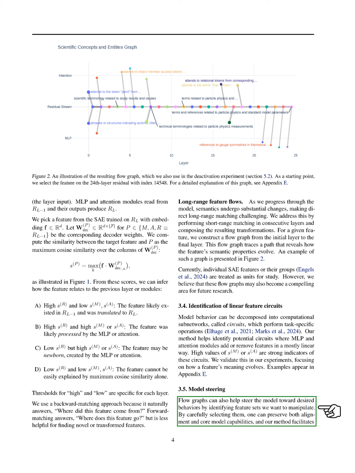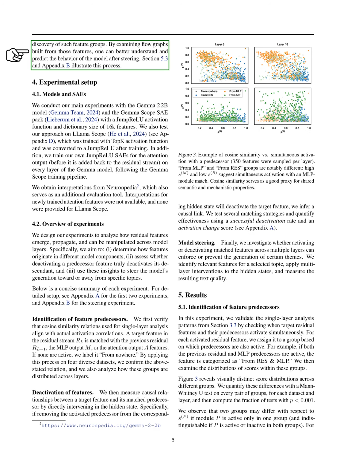Flow graphs can guide the model towards desired behaviors by highlighting feature sets we wish to manipulate. By selecting these features carefully, we can maintain alignment with the model's core capabilities, and our method aids in discovering these feature groups. Analyzing flow graphs derived from these features enhances our understanding and prediction of the model's behavior post-manipulation.